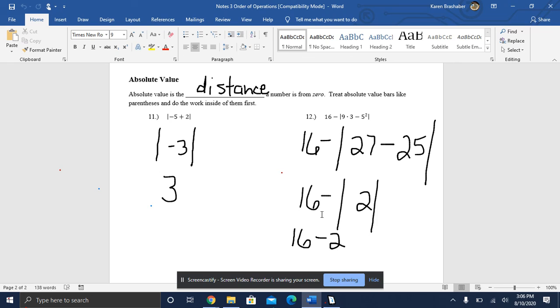And finally, I am going to combine those two numbers. The signs are different. So I subtract. The 16 has the larger absolute value, so it's positive. My final answer is positive 14.